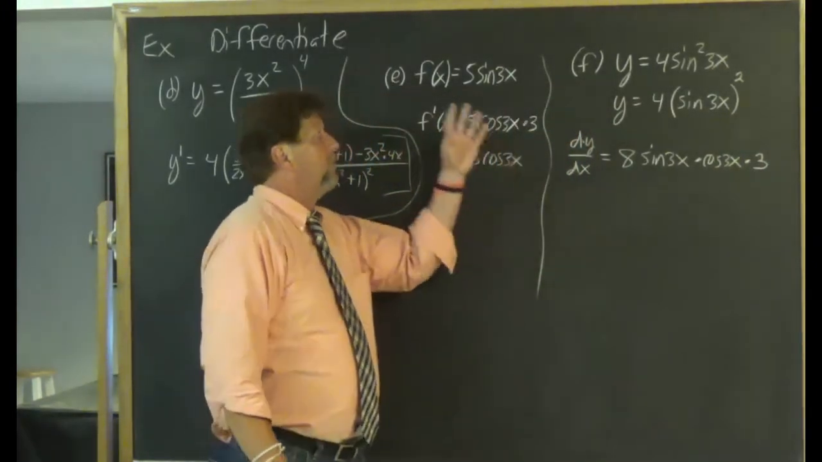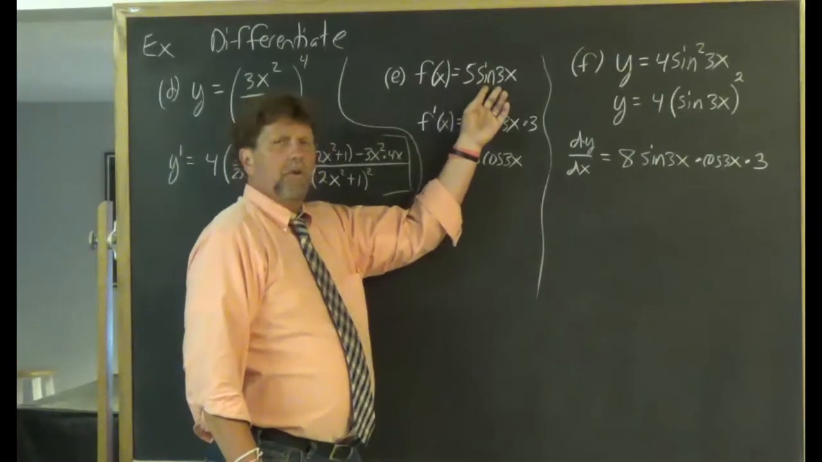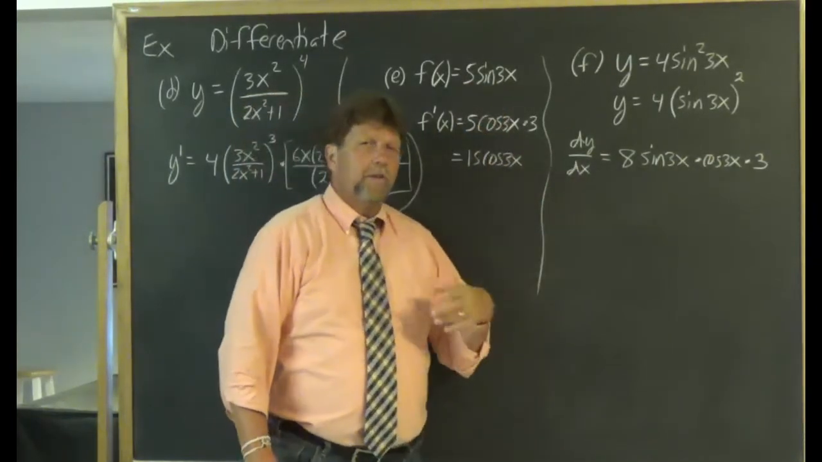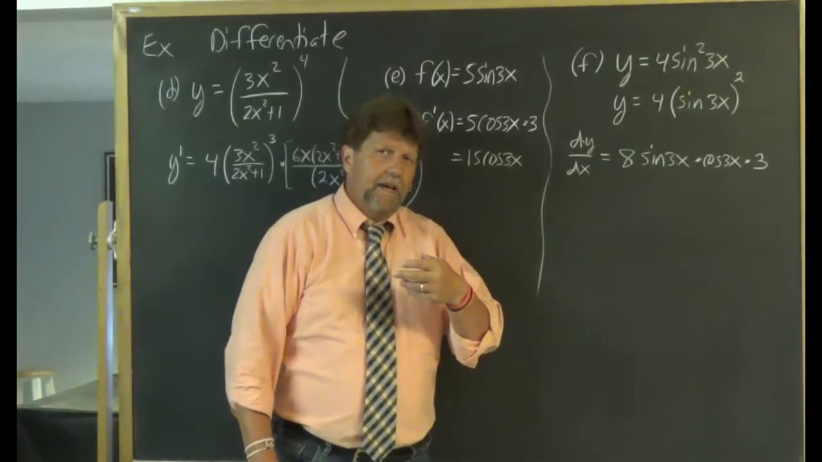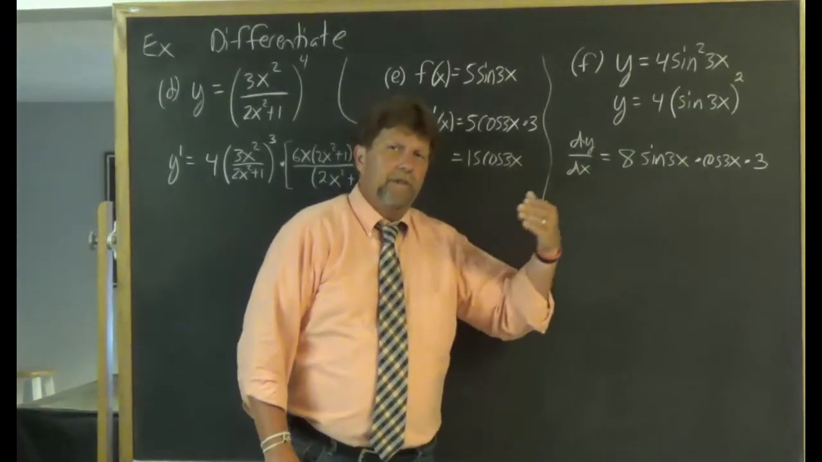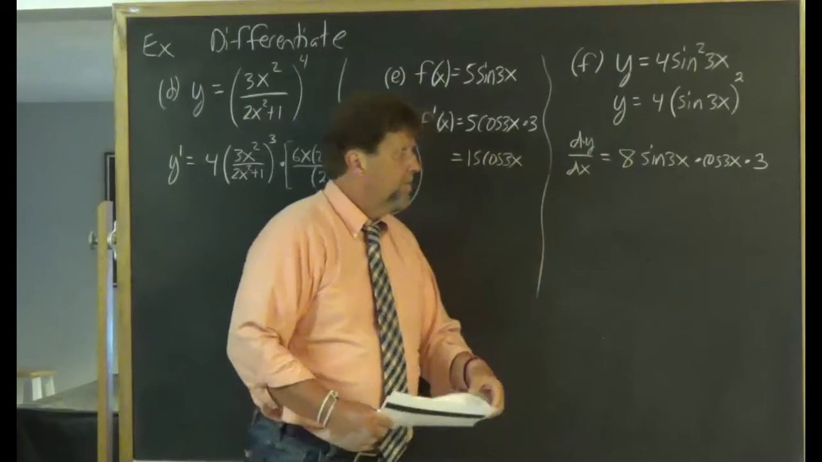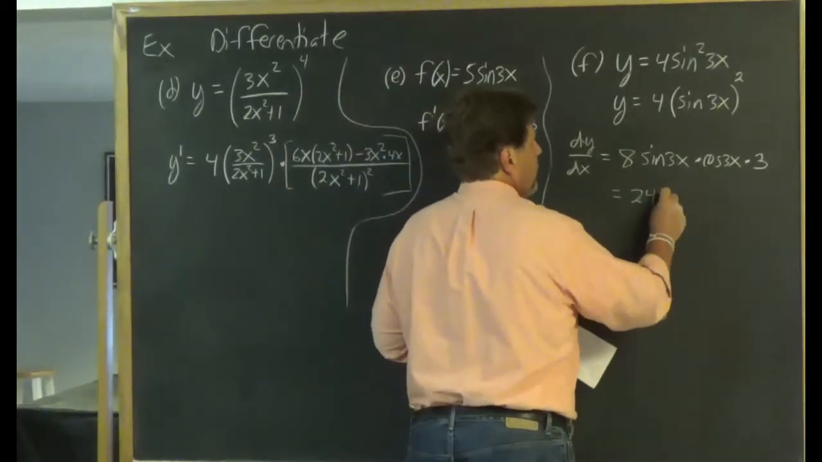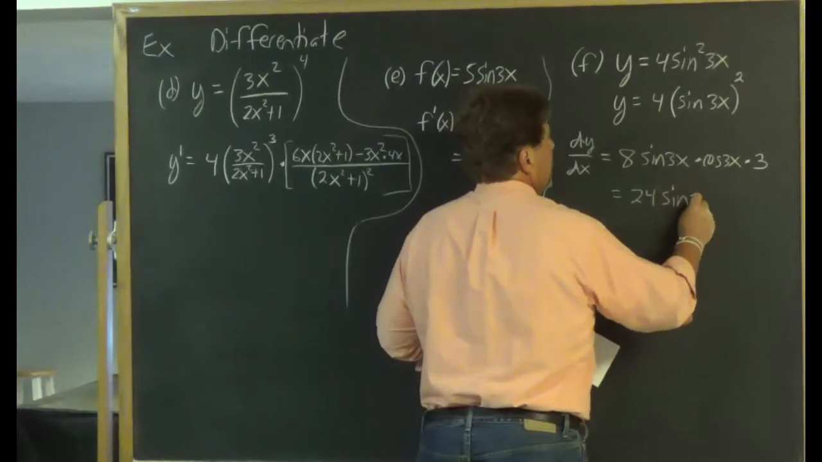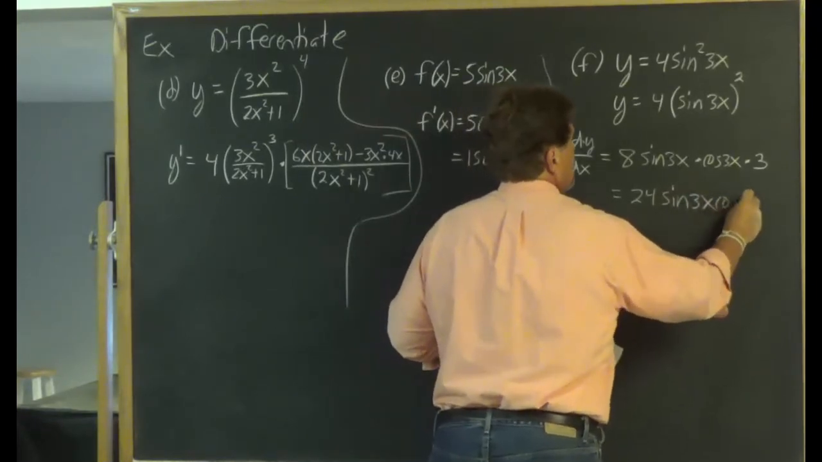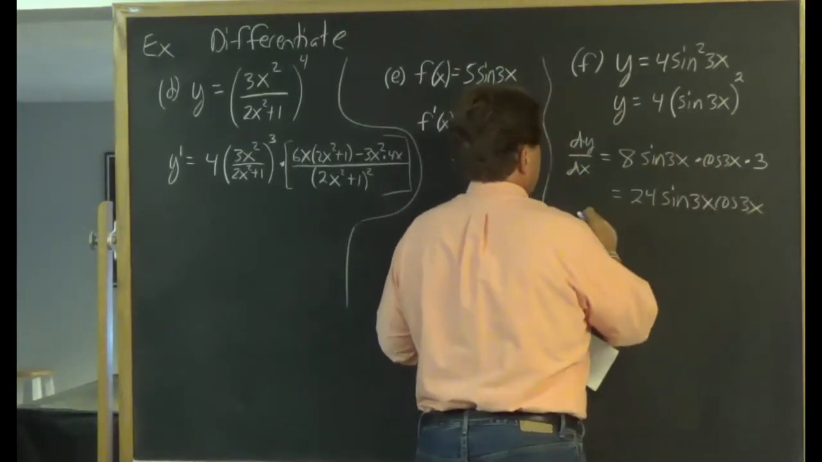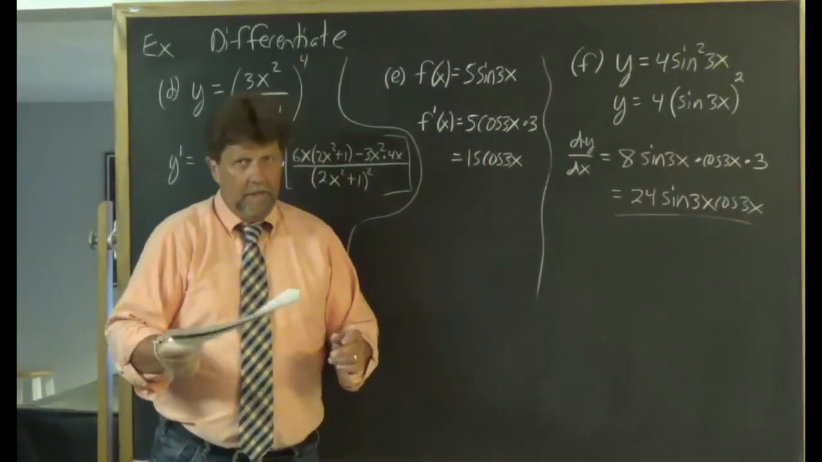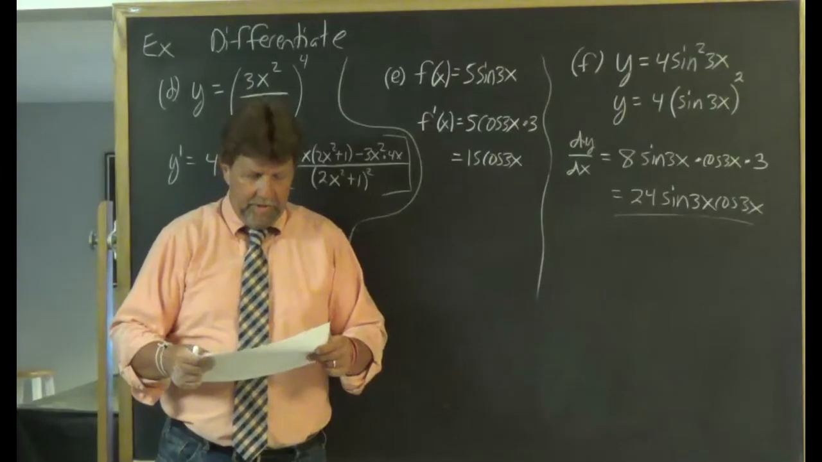I did F right after E so we could see what was happening. F's a little more challenging in the sense that there's a chain within the chain. So, I would write this one as 24 sine 3x cosine 3x. So, if you got part F, good for you. That was a challenging one.